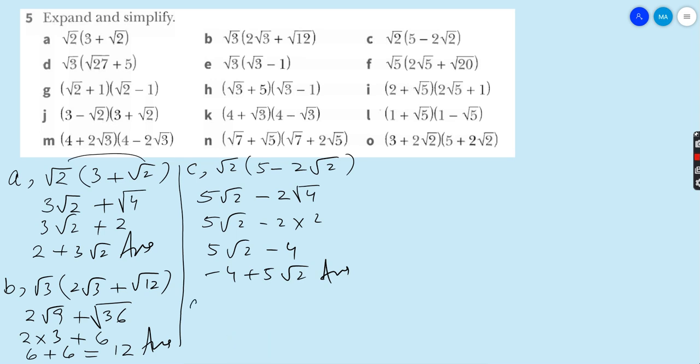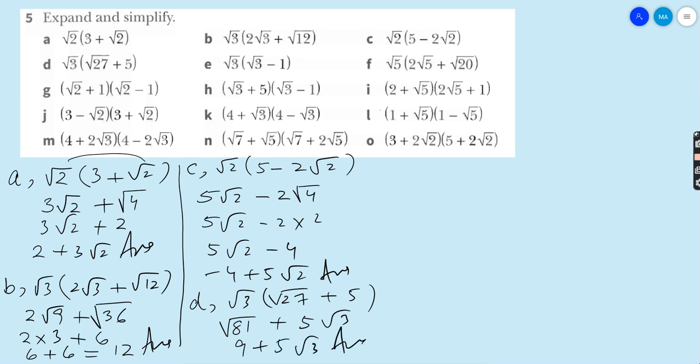Part D. Part D is root 3 multiply by root 27 plus 5. Root 3 into root 27, 27 threes are 81, root 81, plus 5 into root 3, just write 5 root 3. Root 81 is 9, plus 5 root 3. So the answer of part D is 9 plus 5 root 3.